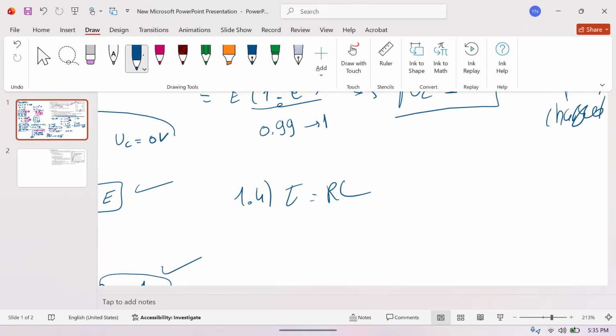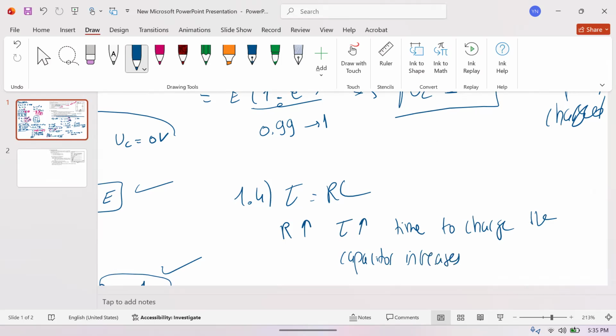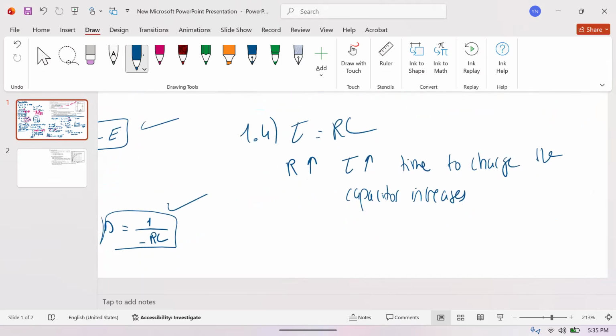The effect is if we increase the resistance, then the time to charge the capacitor will increase, because tau is the time. Time of what? Time to charge the capacitor, for about 63% of its maximum value. So if R increases, then tau increases, then the time to charge the capacitor increases. As simple as that, and vice versa. If R decreases, tau decreases.